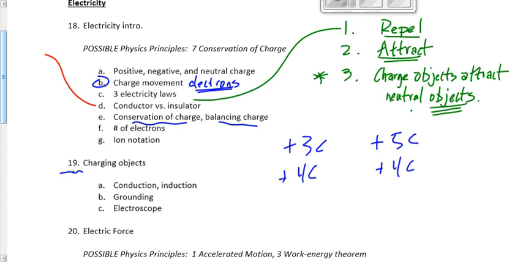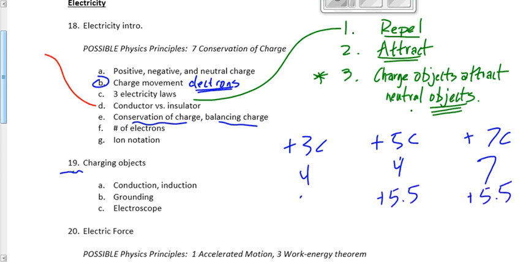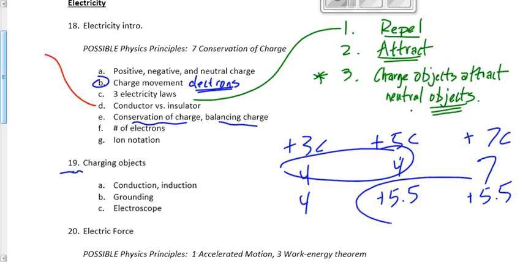What you're more likely to see is you've got three charges, charge 1, charge 2, and charge 3. Maybe you've got a step-by-step process where charge 1 touches charge 2, and it becomes 4 and 4. The other one remains 7. And then maybe charge 2 touches charge 3, where it becomes +5.5 and 5.5, and charge 1 remains 4. So just do it in steps. If charge 1 touches charge 2, figure out what they become. And then if charge 2 touches charge 3, figure out what they become.